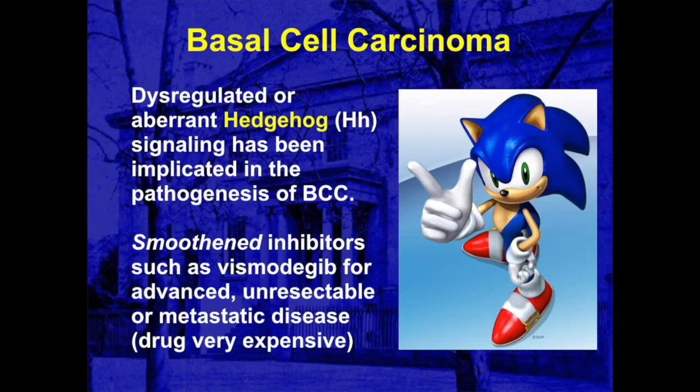It's now apparent that dysregulated or aberrant hedgehog pathway signaling is implicated in the pathogenesis of basal cell carcinoma. The inhibitor of the smoothened gene, vismodegib, can be used for advanced or unresectable or metastatic disease. The drug tends to be very expensive, however, and the lesion tends to recur when the medication is stopped.